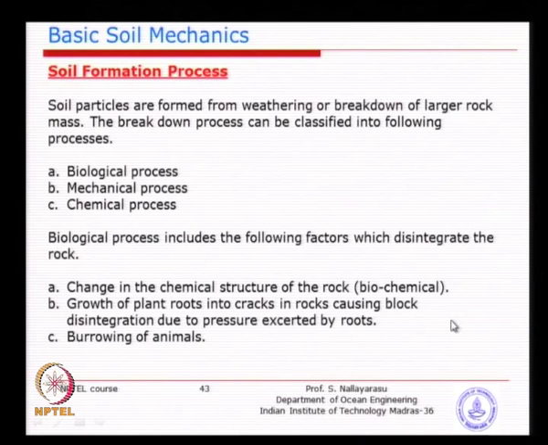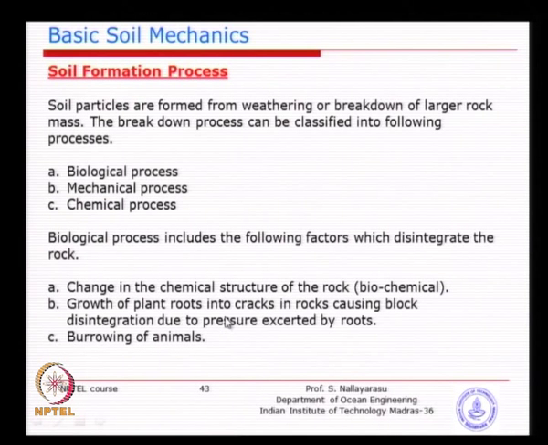There are three processes we want to know as a geotechnical engineer. We do not want to know too much information about the formation, but at least we need to know the origin, because the soil is going to be used as a material for load transfer. Especially if the material is biological in nature, how will it behave when you apply the loading? When it is a mechanical or chemical process, how is it going to affect the foundation? So, biological means a change in the chemical structure of the rock by a biochemical process.